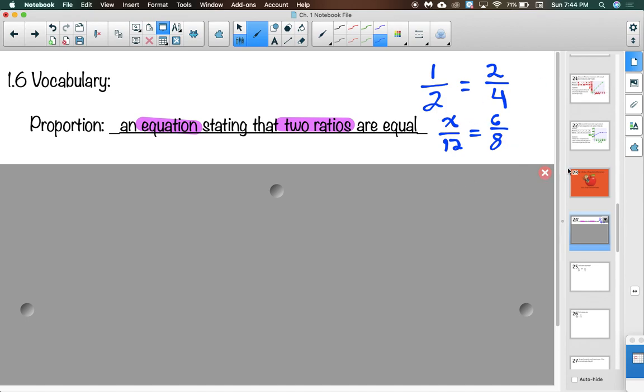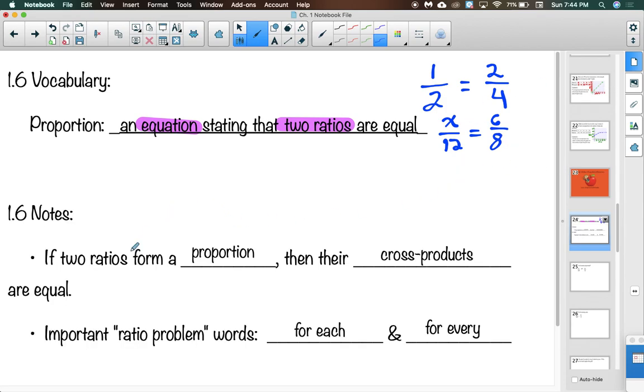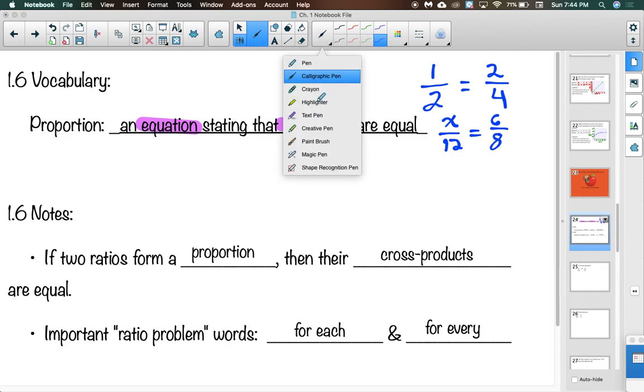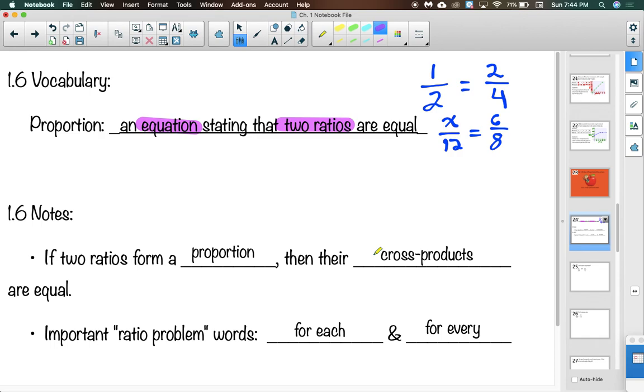Okay, so let's talk about our notes for this lesson. First note, if two ratios form a proportion, then their cross products will be equal. So a lot of 7th graders like to talk about cross multiplication or cross products. Here's where they come in handy. Cross products are useful in solving proportion problems, and that's pretty much the only time we end up using cross products in math.